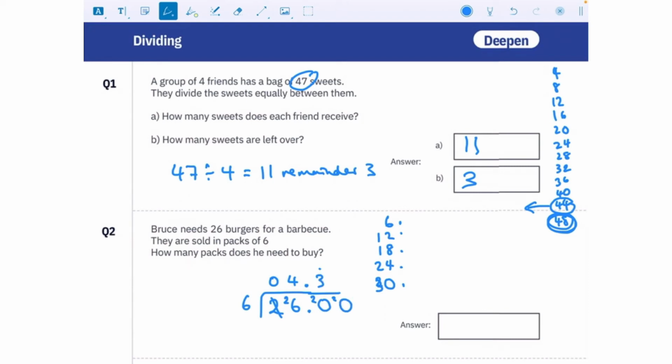I can't go into the shop and say, can I have 4.3 recurring packets, please? I'm going to have to buy extra, aren't I? So in this case, it's 4 with a remainder, 4.3 recurring. We're going to have to buy 5 packets because 4 packets just isn't going to be enough.